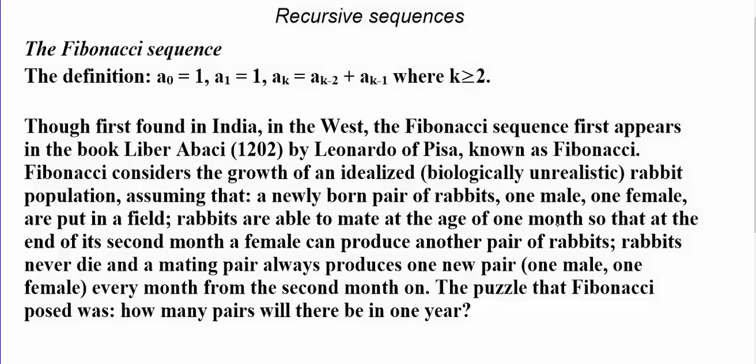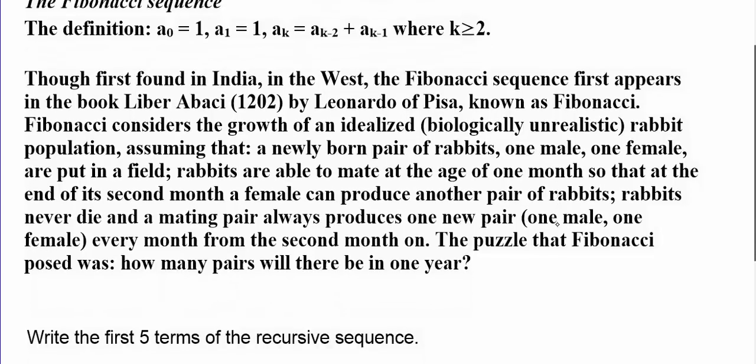So here it is, the Fibonacci sequence, and the definition is a sub 0, that means the beginning term of the sequence, the 0th term of the sequence is 1, first term is 1, and then essentially a sub k is equal to a sub k minus 2 plus a sub k minus 1, where k is greater than or equal to 2. Let's actually go through and talk about that, because that terminology right now may not make a lot of sense to you. It'll come together in a bit.